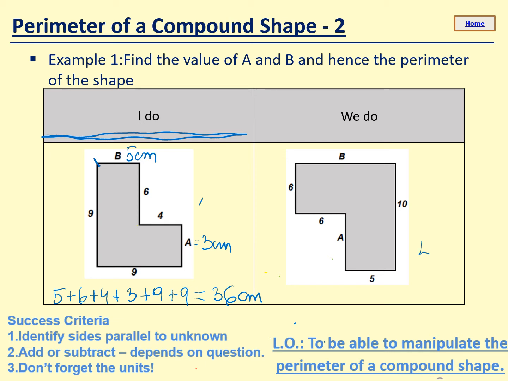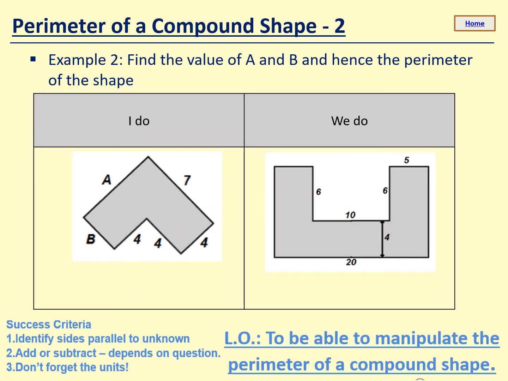Okay, if you have 42 centimeters, well done. You know how to find the perimeter, how to manipulate perimeter of a compound shape. Let's have a look at another type of example. In here we have to find the values of a and b, and hence the perimeter of the shape.